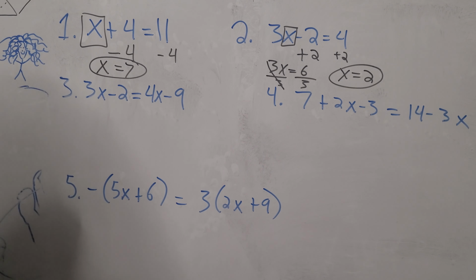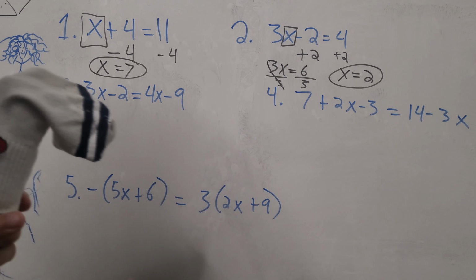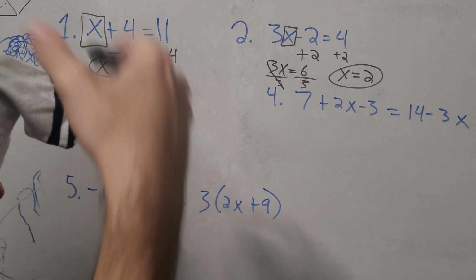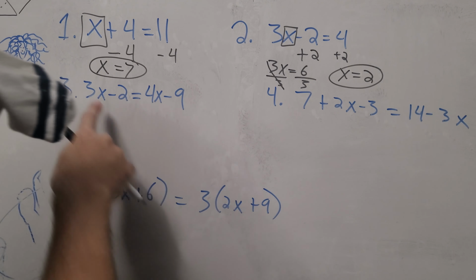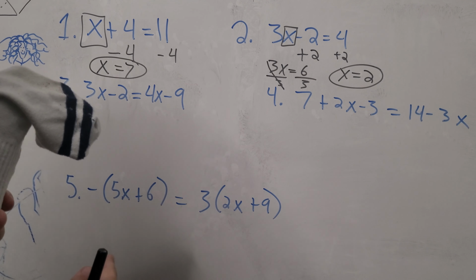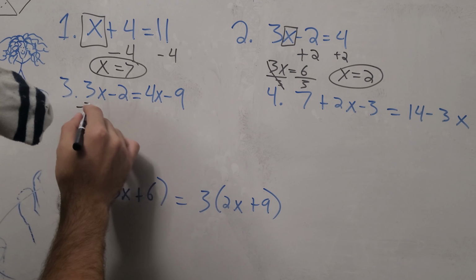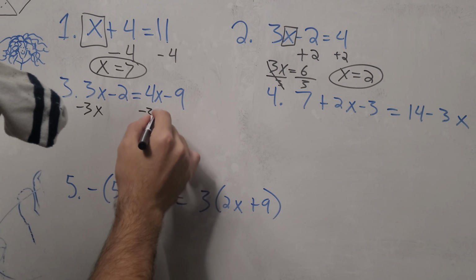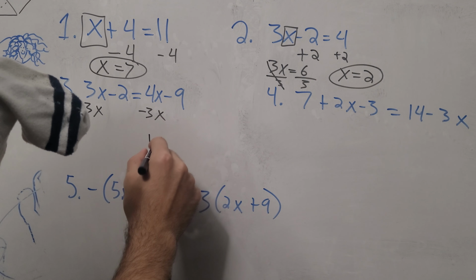All right, number 3. We have 3x minus 2 equals 4x minus 9. In this case, this is an important step in combining like terms. We have an x term on both sides of the equal sign, so what do we do? Don't panic. You want to put them to one side. All right, pick a side. It doesn't have to be the left side all the time. In this case, I see that if I subtract 3x to both sides, we're going to be left over with a positive 1x down below.